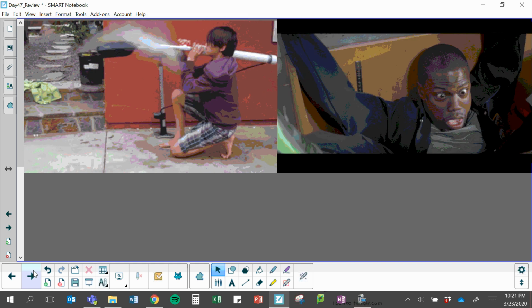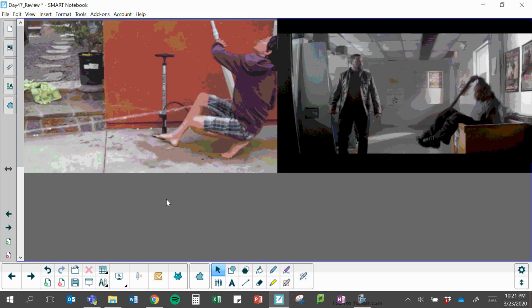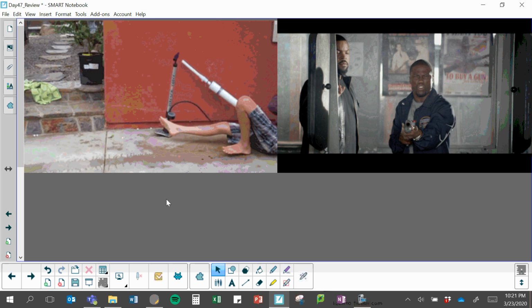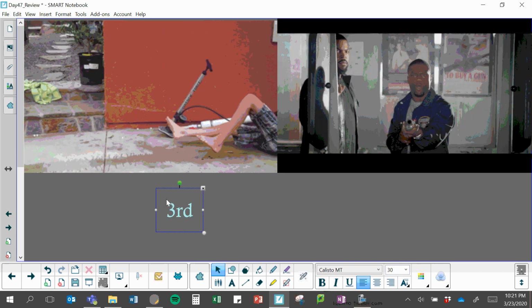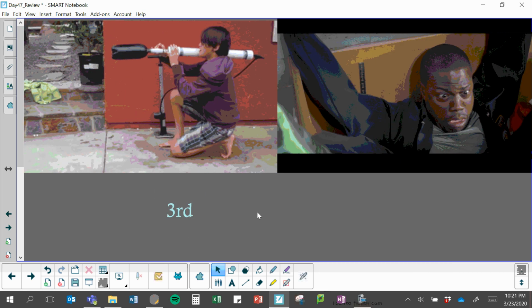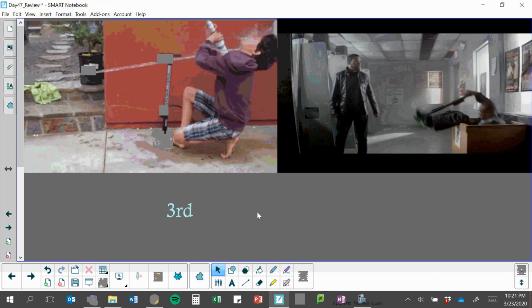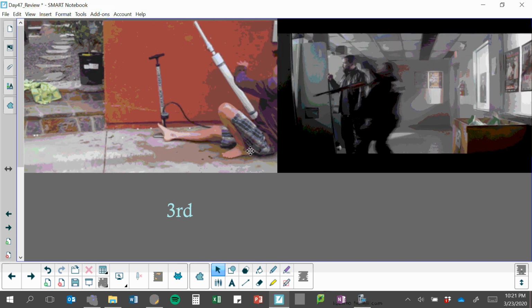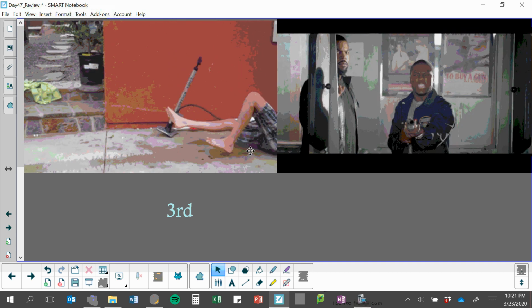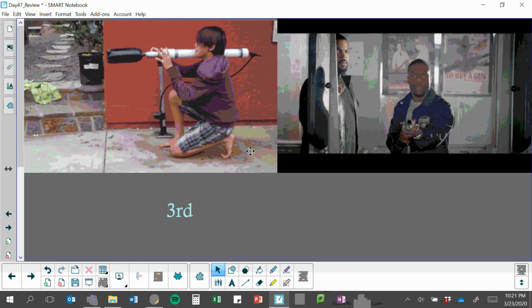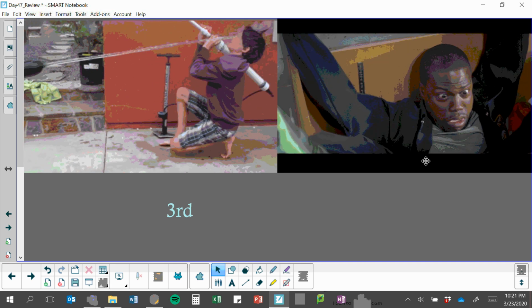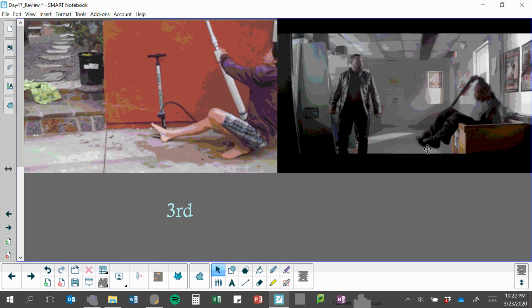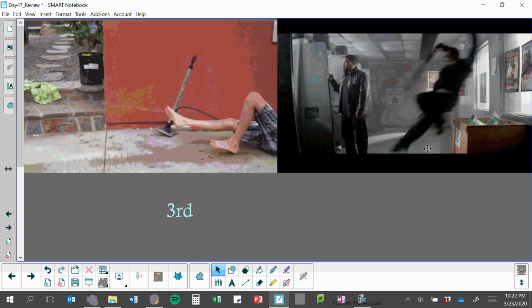Okay, what about this example? Okay, both of these are Newton's third law again. So for every action, there's an equal and opposite reaction. In this first one, the action is the shooting of the water gun, and the reaction is the boy falling over. Similar idea with the second one. Action is shooting the gun, reaction is the recoil.